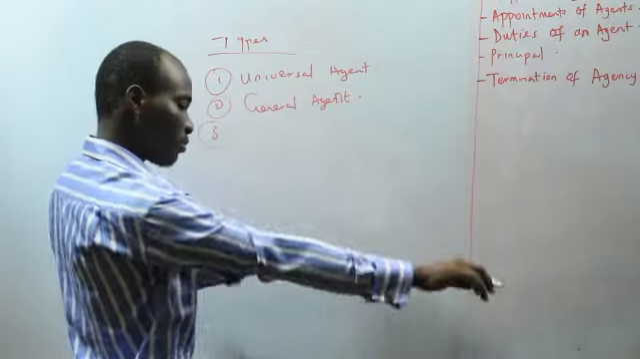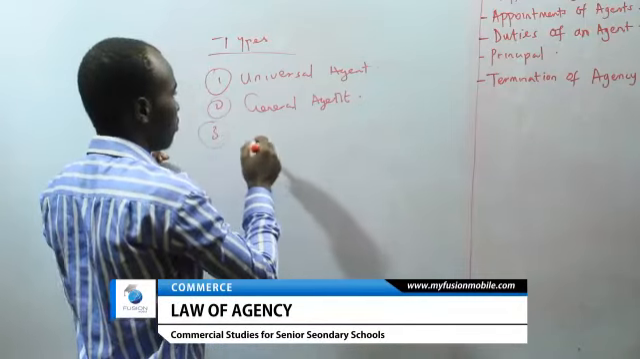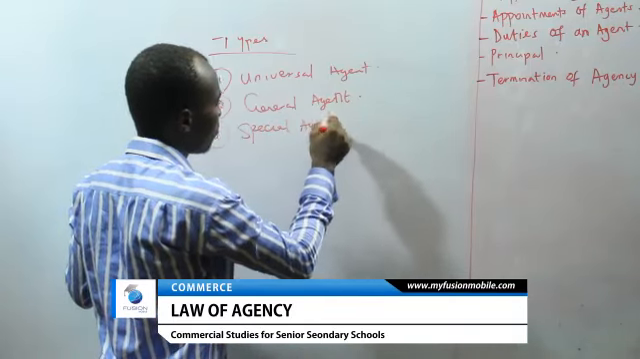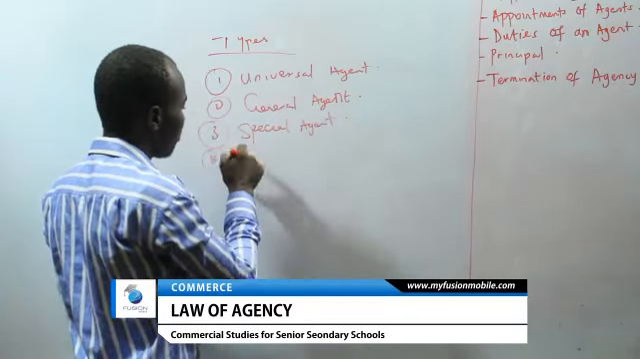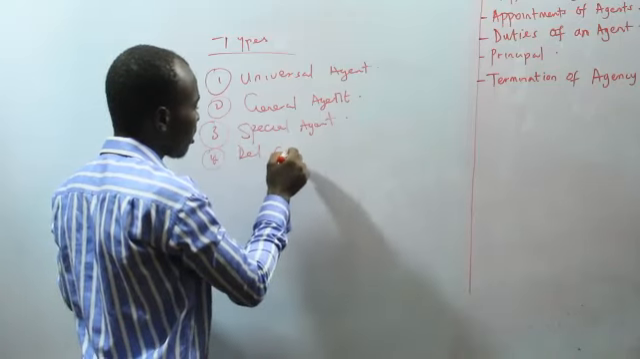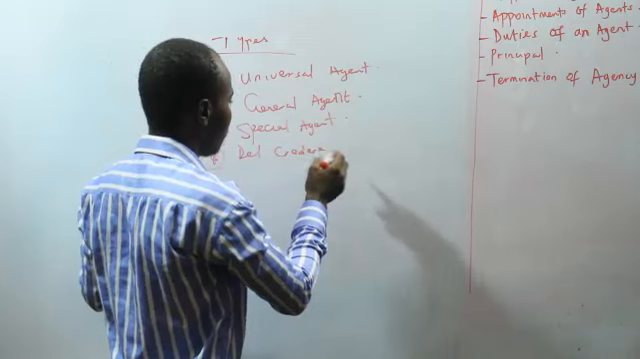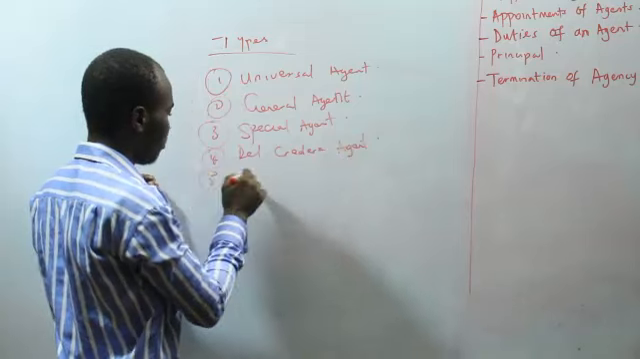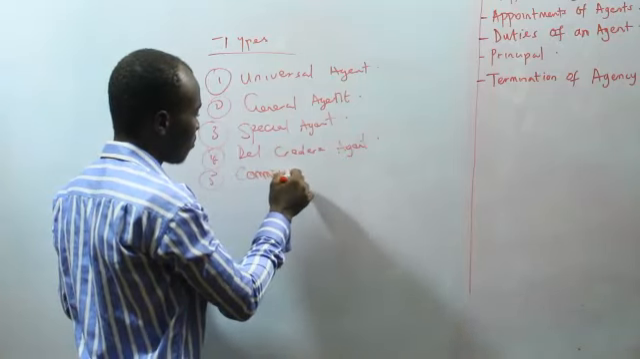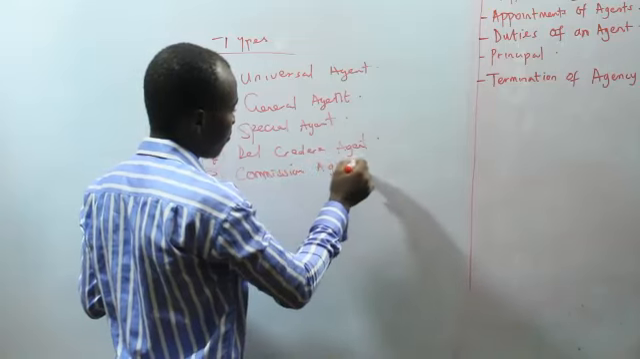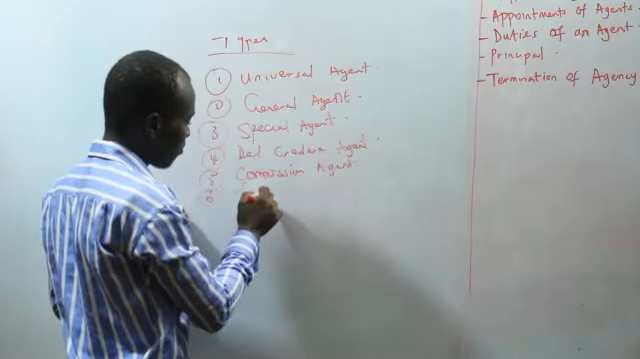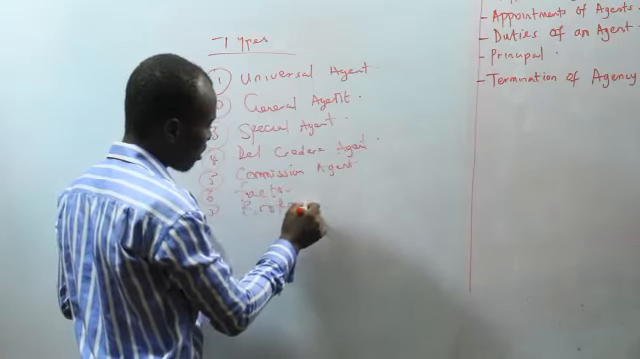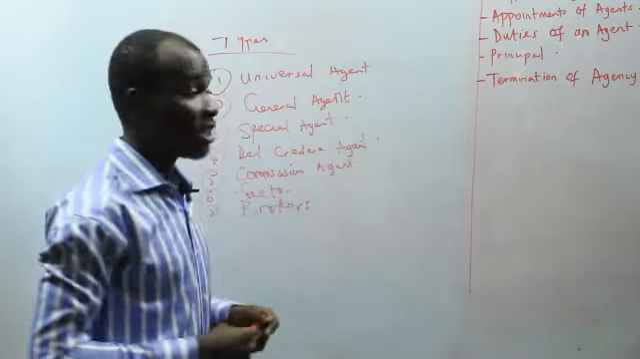We have the special agents. We have the brigadier agents. Number 5, we have the commission agents. And 6, we have the factor. And 7, we have the brokers. So we'll be looking at the meaning of each of the agents.